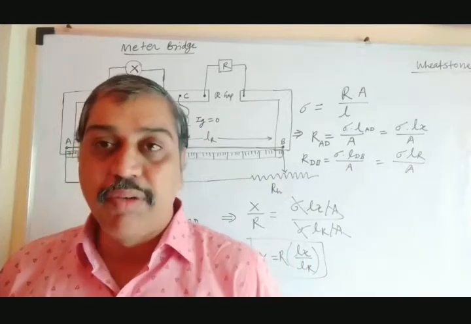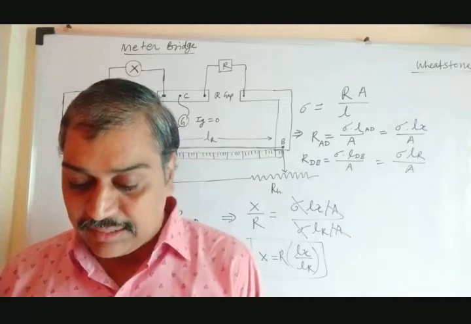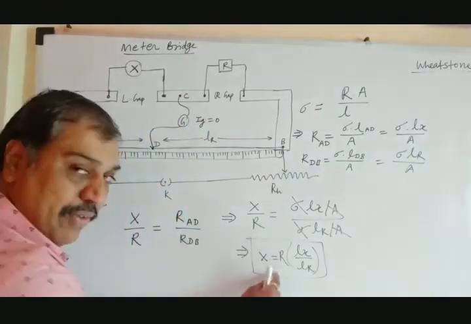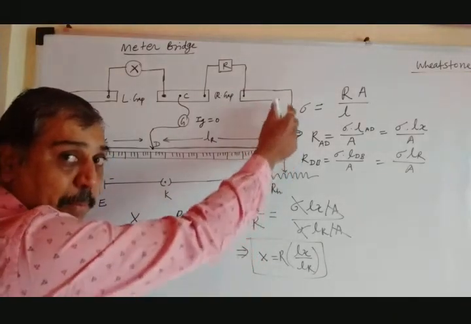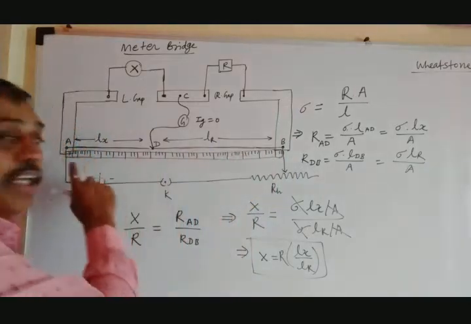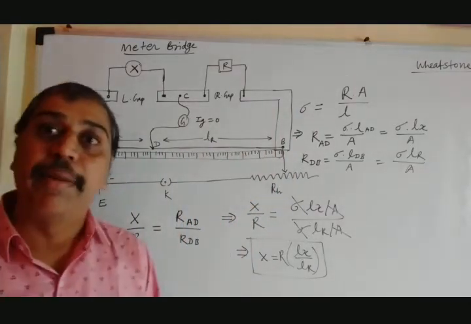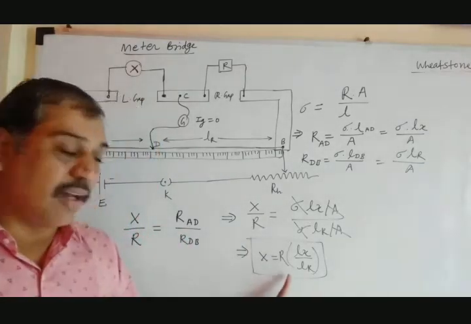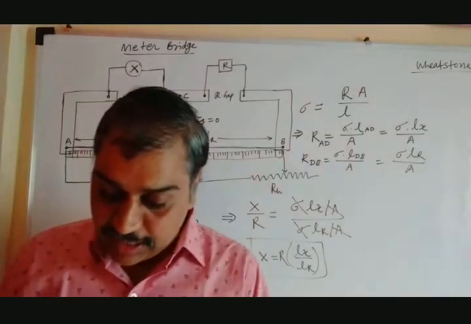Second, the ends of the wire are soldered to the metallic strip where contact resistance is developed, which is not taken into account while deriving this equation. See, when we connect here, this L-shaped metal plate we have kept on the wire will create a little bit more resistance, and that is said to be contact resistance. That we have not considered while deriving this equation. That is the second probable error.